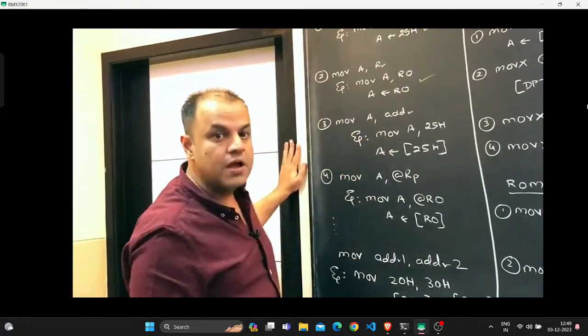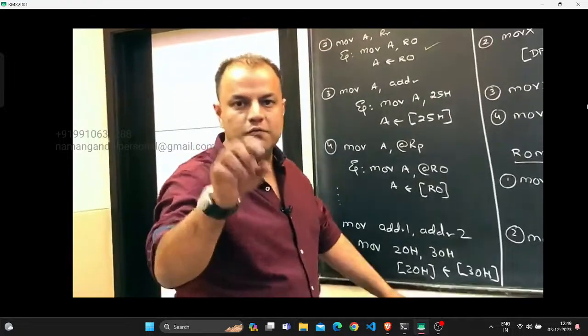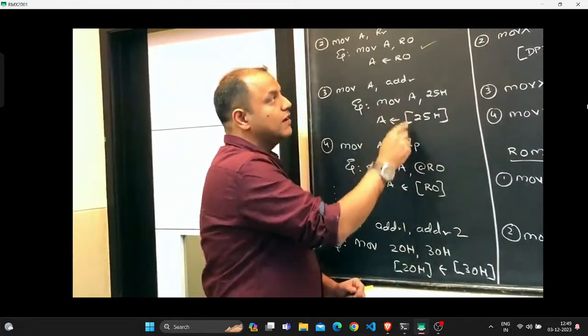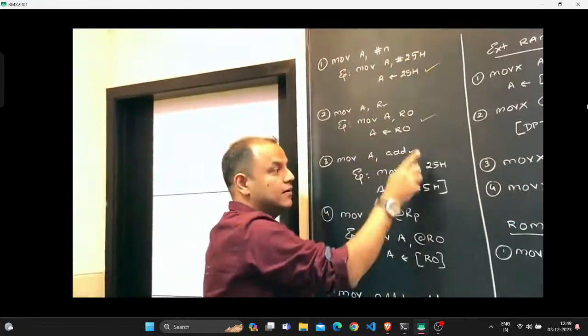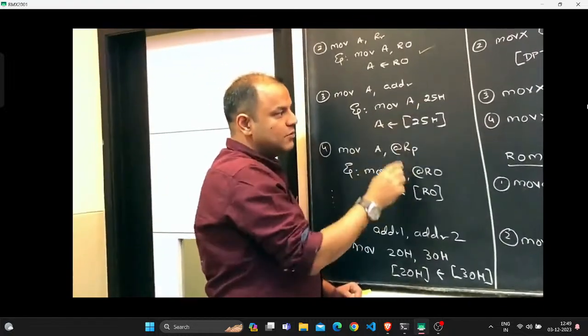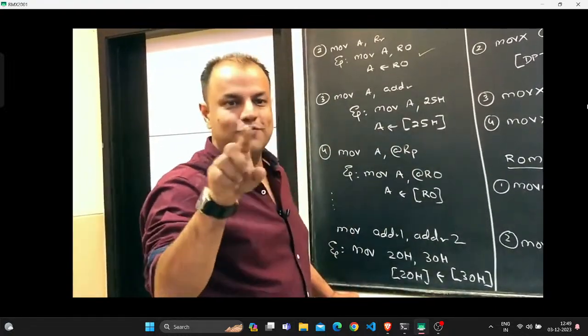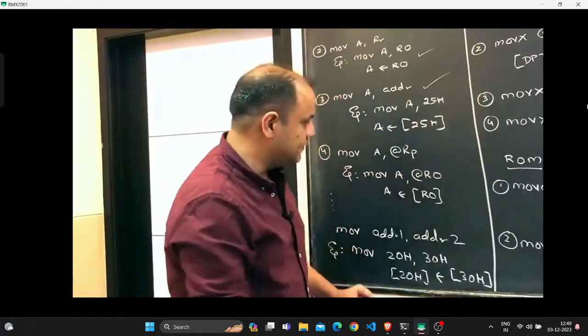MOV A, address. Now what do you mean by an address? Address means a number without the hash symbol. Example, MOV A, 25. This is MOV A, #25. That is data. This is address. So when you write MOV A, 25, A gets the contents of location 25. Correct? Tell me, did you understand this?